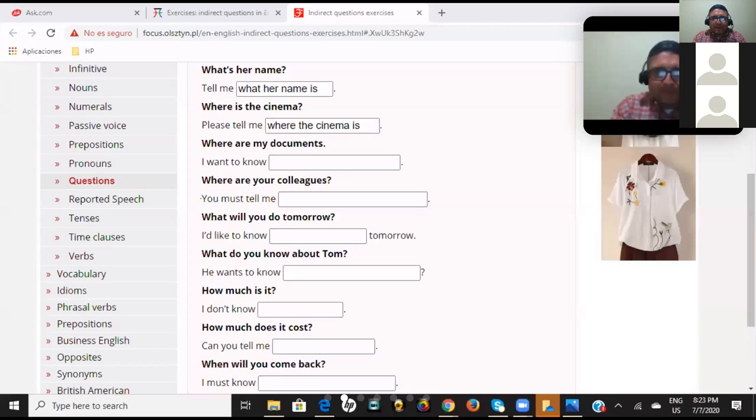It's the same with the other one, the will, because I'll is the contraction of I will. So, what you will do. So you don't have to make a double question because the beginning of the sentence is already telling you that they need information about a certain topic. Okay, and that's how you do it. All right.